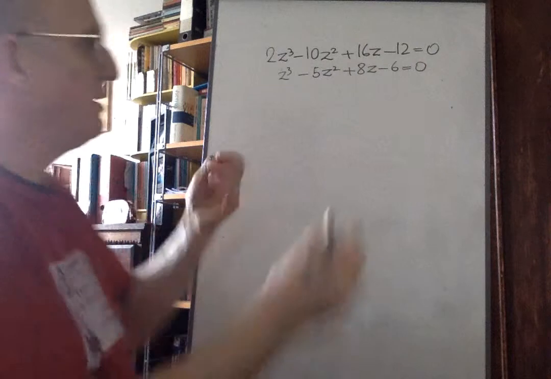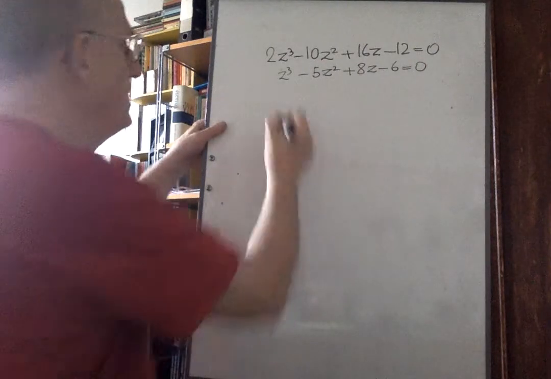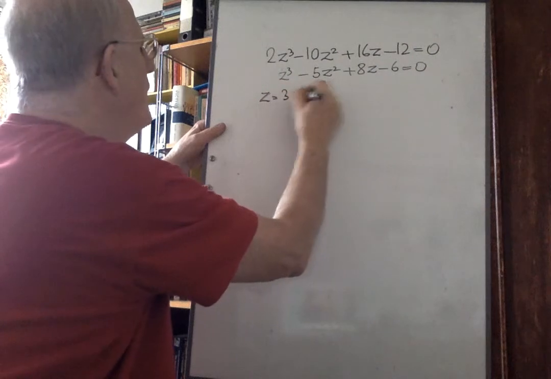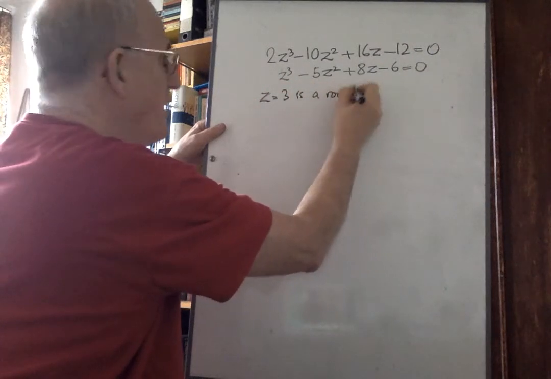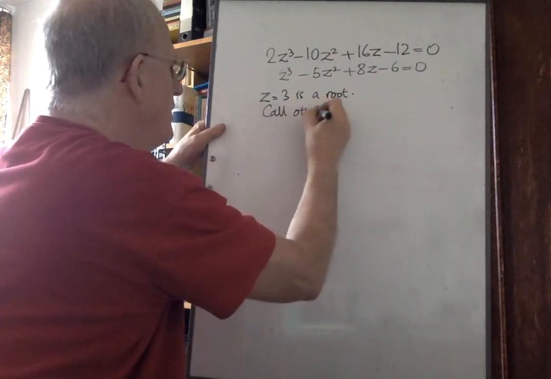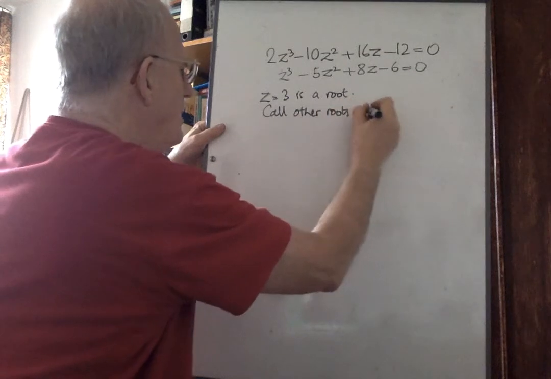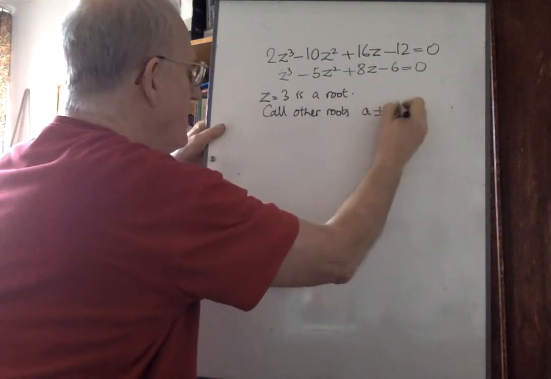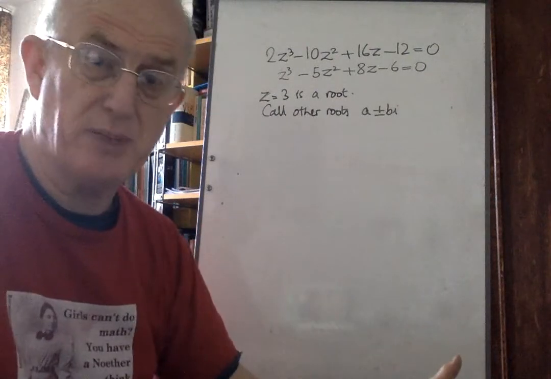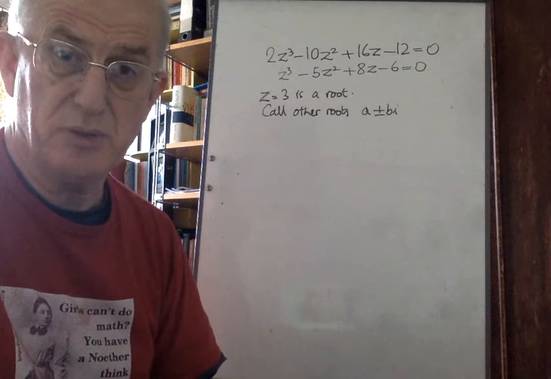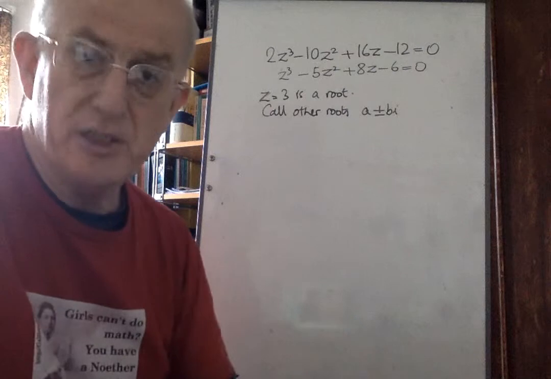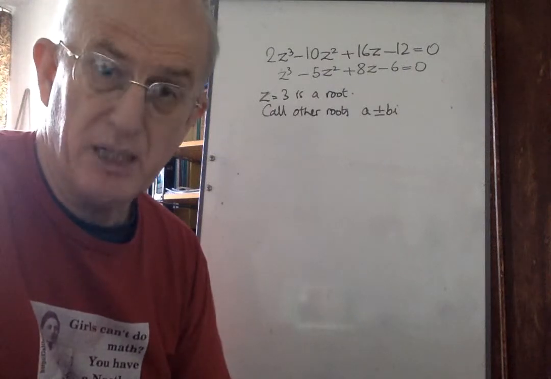Right, perhaps we're given that one of the roots is z equals 3. We want to find the other two roots, so let's call the other roots a plus or minus bi. You know, if a complex number is a root, its conjugate is a root. So if a plus bi is a root, a minus bi is a root. And we're going to do a calculation which will find a and b.